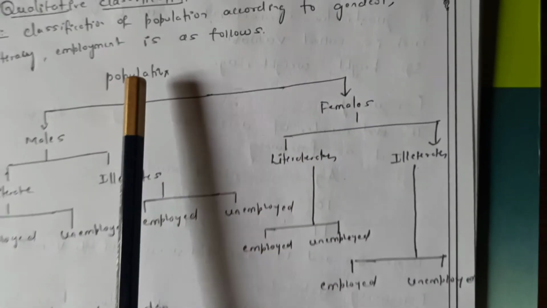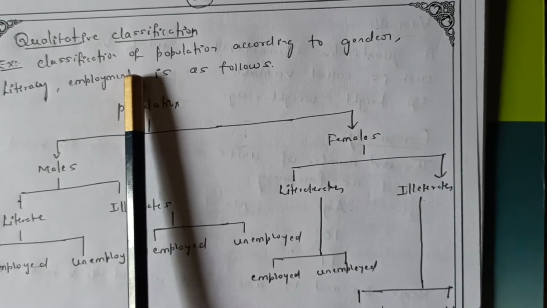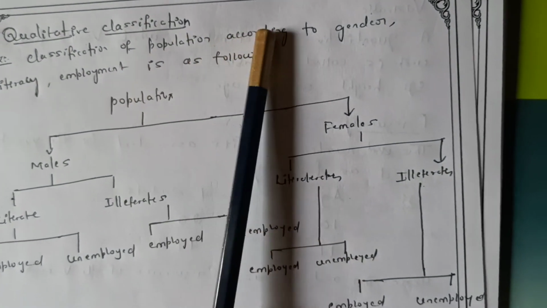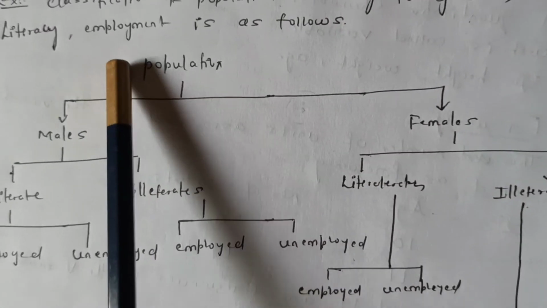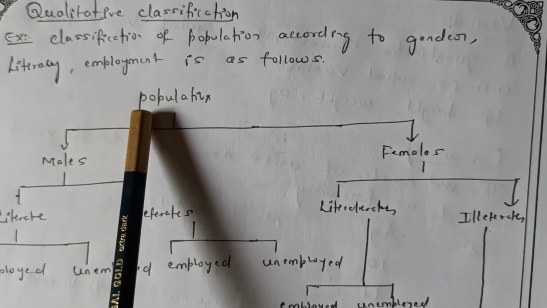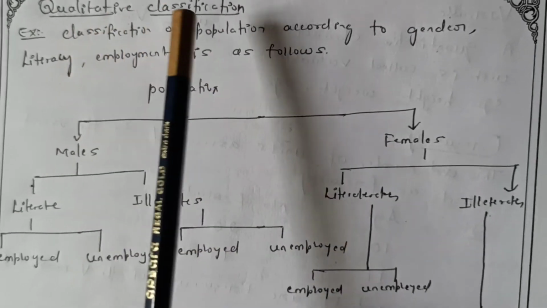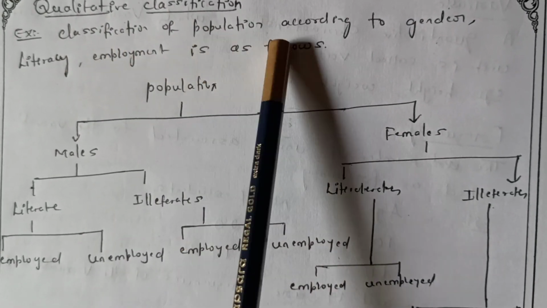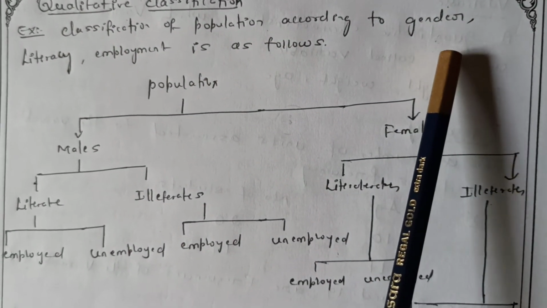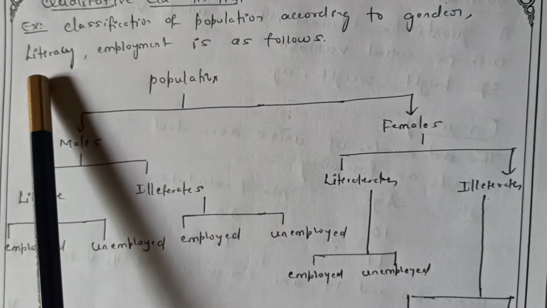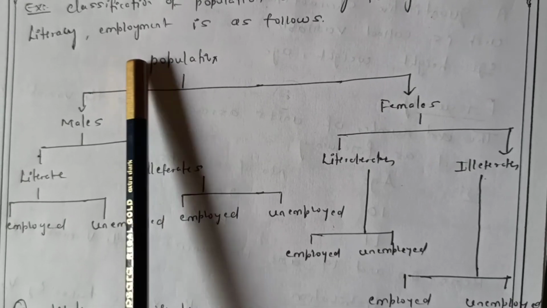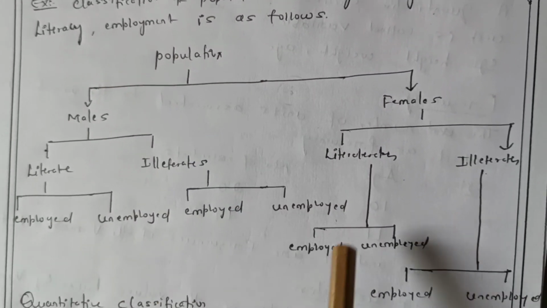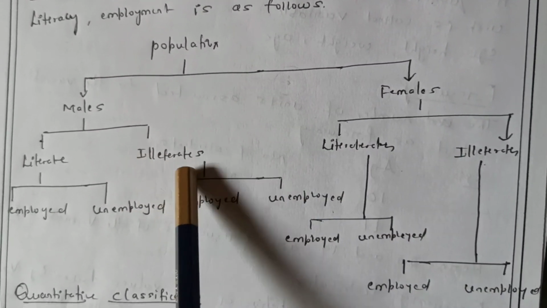Next we have an example for qualitative classification. Qualitative means depending upon some quality, you can classify the given data. Here we have an example for the qualitative classification: classification of population according to a quality like gender, it can be literacy, or it can be classified based on employment, as follows. This is one of the best examples for qualitative classification.